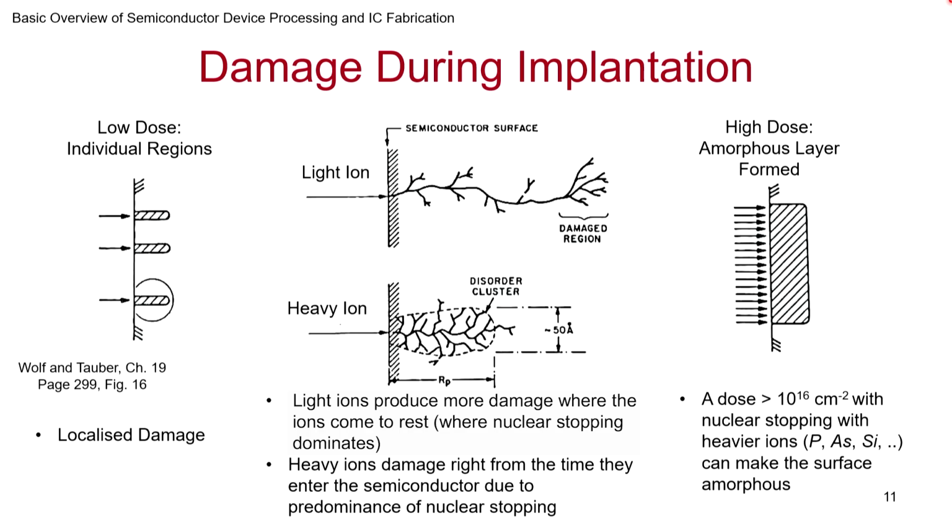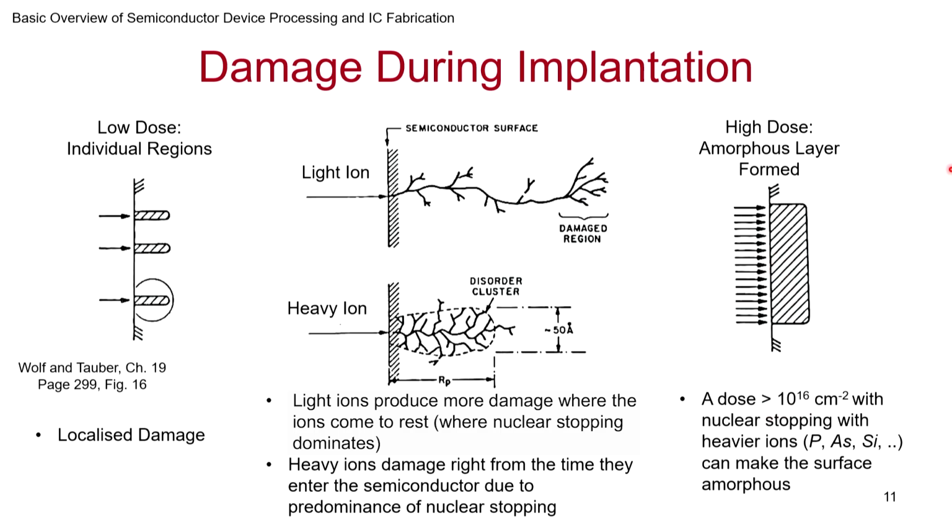Now, on the other hand, if you have a high dose, for any material, any ion that you are implanting, there is a threshold. Beyond that value, the material where it is entering will become amorphized. Heavier ions, obviously, at a lower dose itself, you will find that it becomes amorphized. So, with a high dose, you will have an amorphous layer formed right at the surface itself.